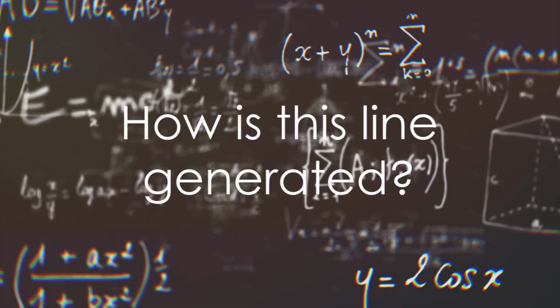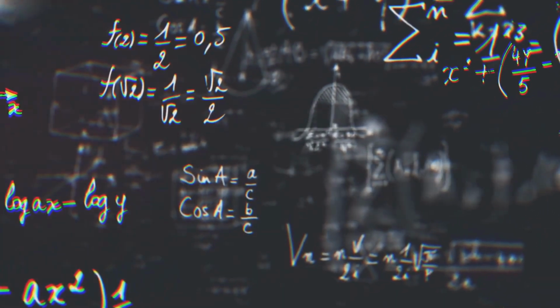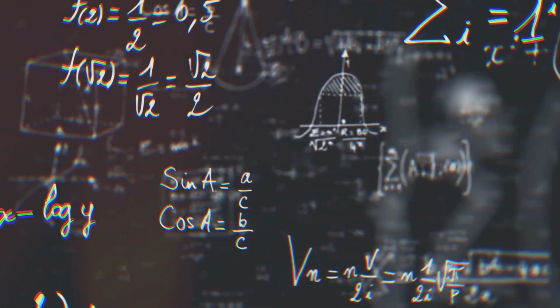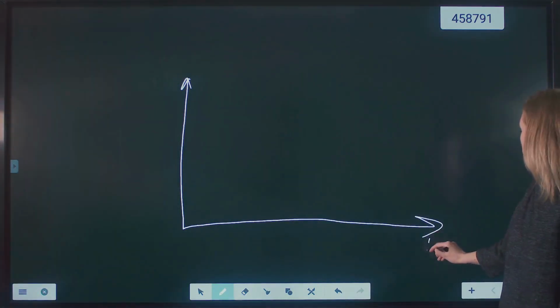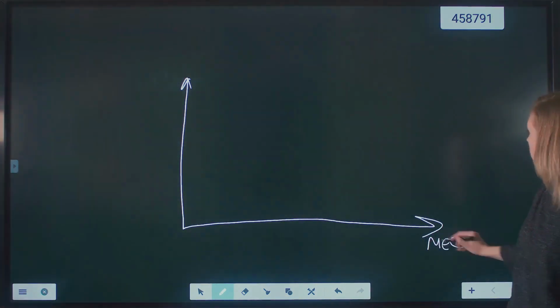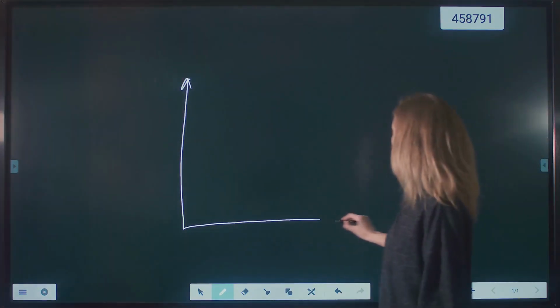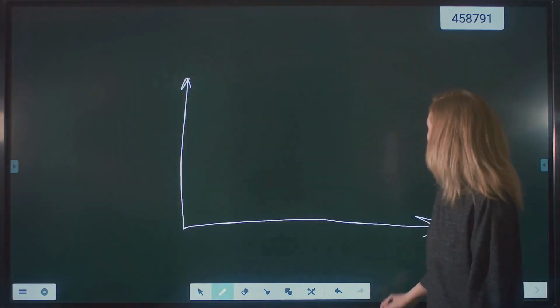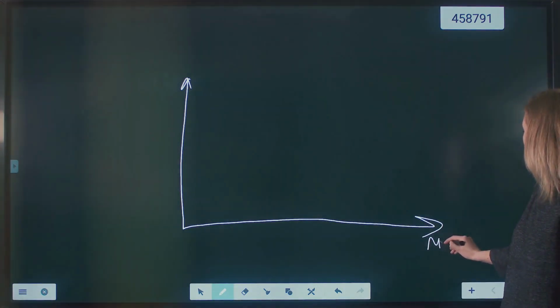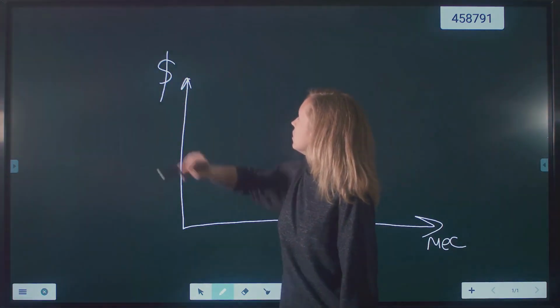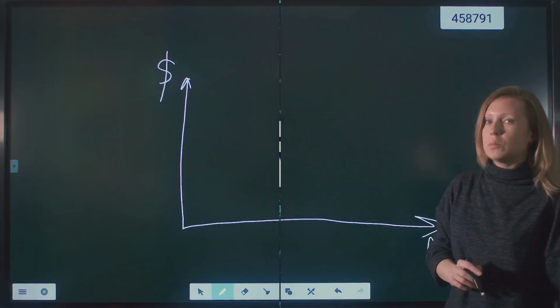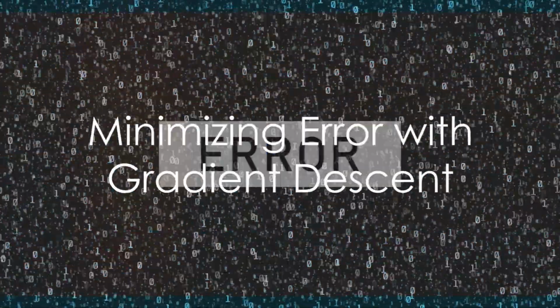Now, you might ask, how is this line generated? The answer lies in the equation of a straight line, which is y equals mx plus c. Here, y is the dependent variable, x is the independent variable, m is the slope of the line, and c is the y-intercept. In the case of our house example, y would be the price of the house, x would be the size, m would represent the change in price per unit increase in size, and c would be the base price.